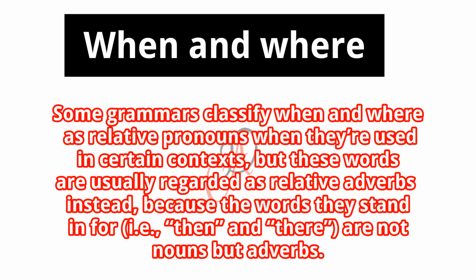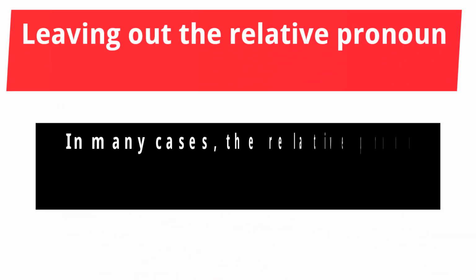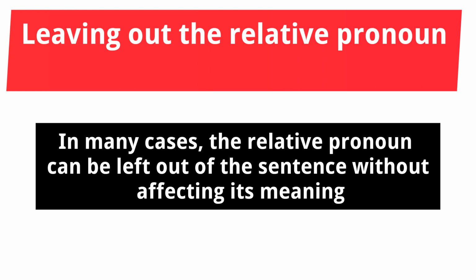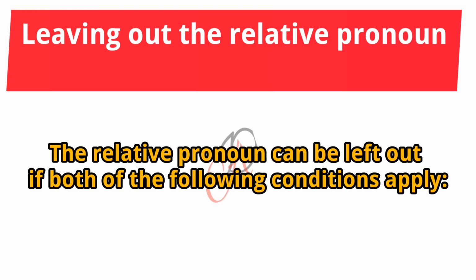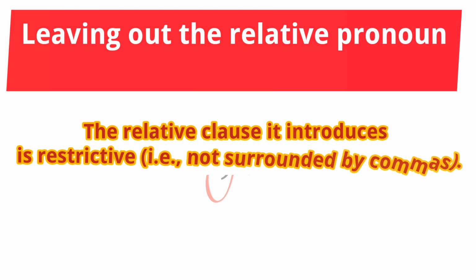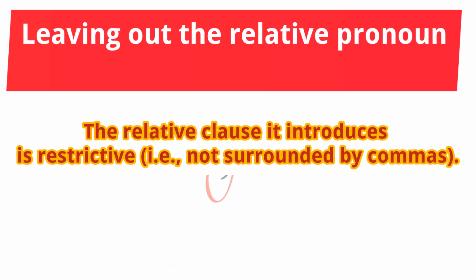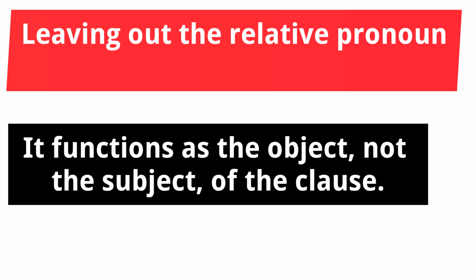Okay, guys, let's move to the other one, that is leaving out the relative pronouns. In many cases, the relative pronoun can be left out of the sentence without affecting its meaning. The relative pronoun can be left out if both of the following conditions apply. The first condition is the relative clause it introduces is restrictive, that is, not surrounded by commas. The second condition is that it functions as the object, not the subject of the clause. So let's understand this with the examples.